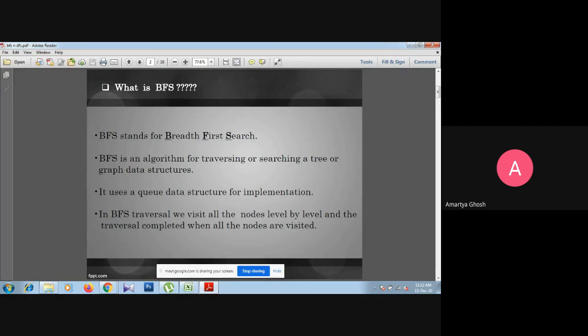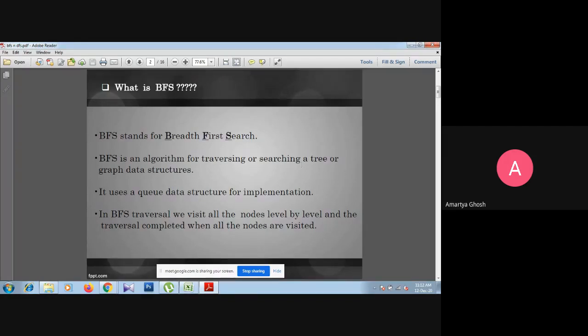Now in BFS traversal, we visit all the nodes level by level, and the traversal is completed when all the nodes are visited. So here is the basic freedom I will give to you. This is not mandatory which node you will choose first. Suppose there are five nodes A, B, C, D, E. Ritik might start from A, Sangita from D, and someone else from E.